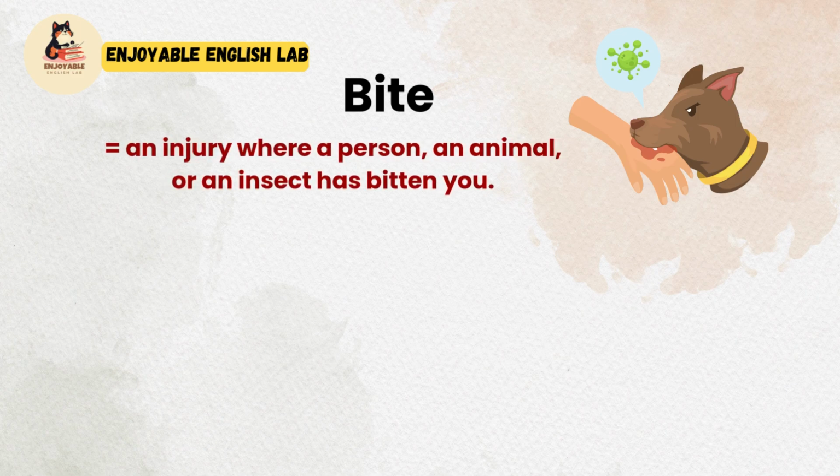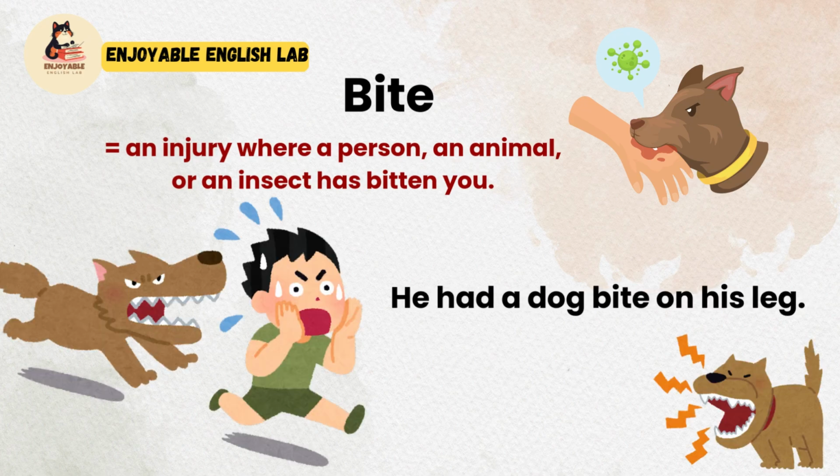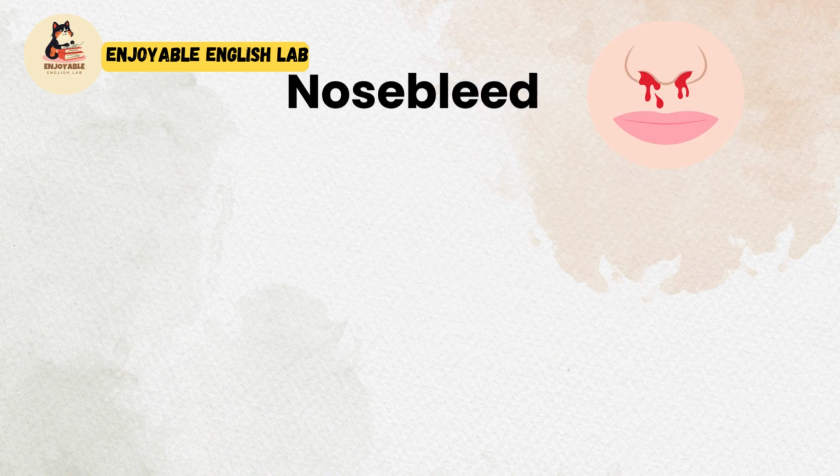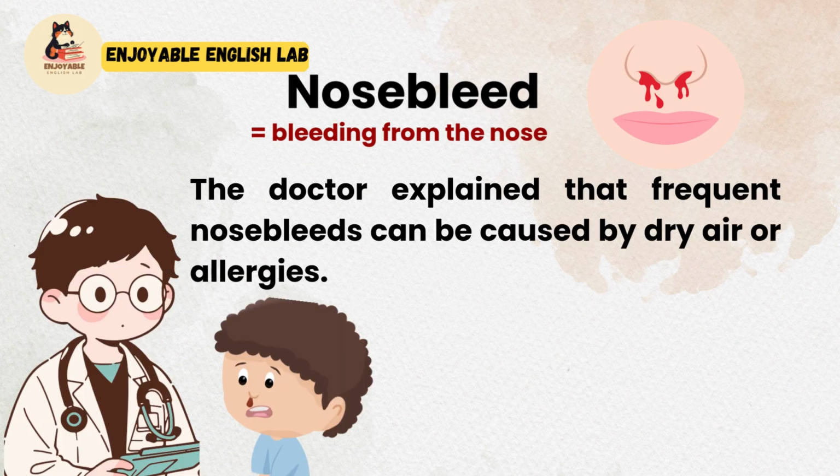Bite. A bite is an injury where a person, an animal, or an insect has bitten you. For example, he had a dog bite on his leg. Nosebleed. Nosebleed means bleeding from the nose. For example, the doctor explained that frequent nosebleeds can be caused by dry air or allergies.